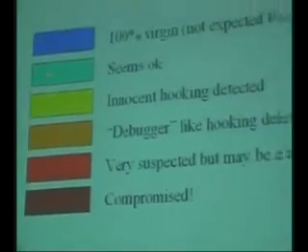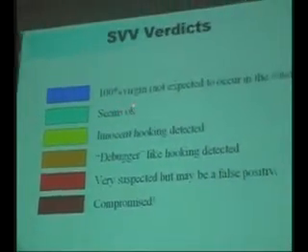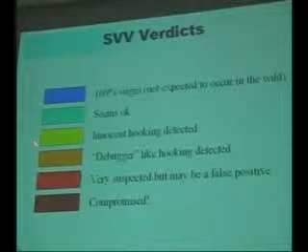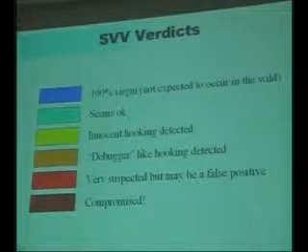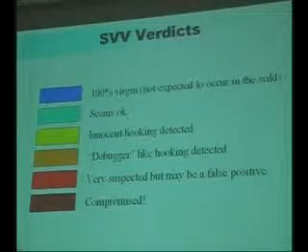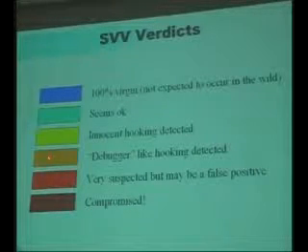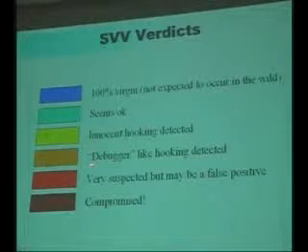So, green. Okay, this should be more green, but okay, this is green, let's say, and this is the most typical verdict, meaning that the system is okay. Yellow, this is innocent hooking detected, one of the hooking types which I just described to you. Orange, this is orange, not brown. But this is orange, and it means, well, less innocent hooking detected.